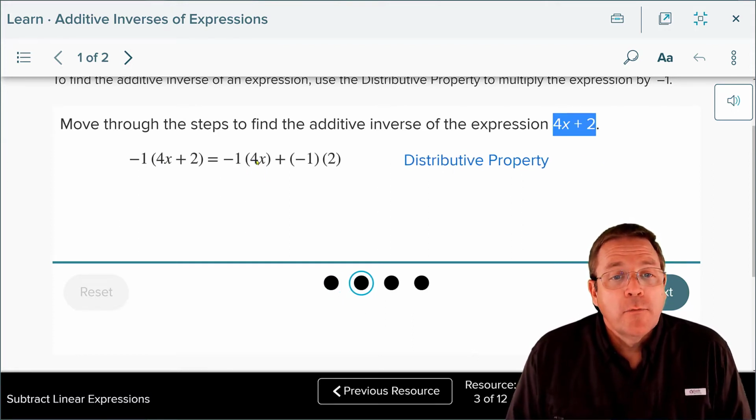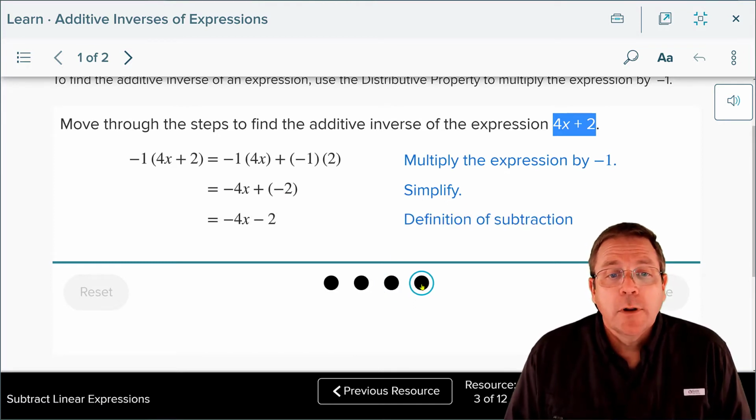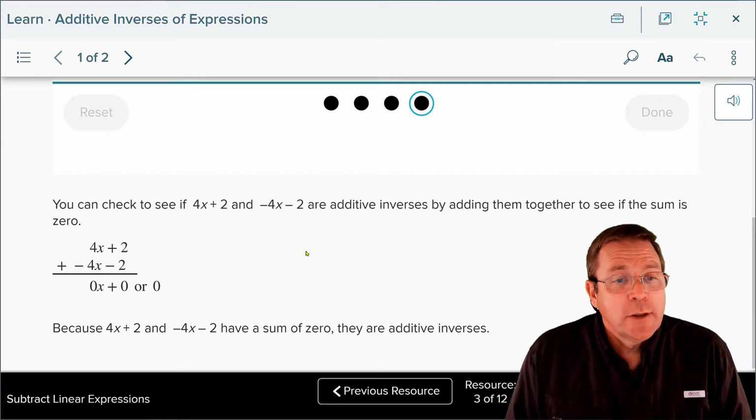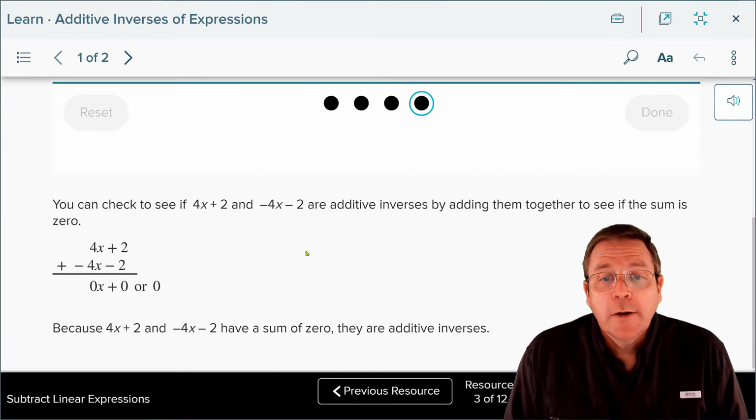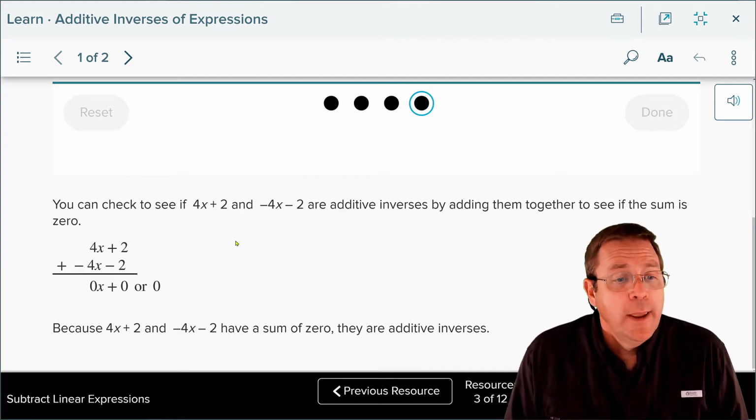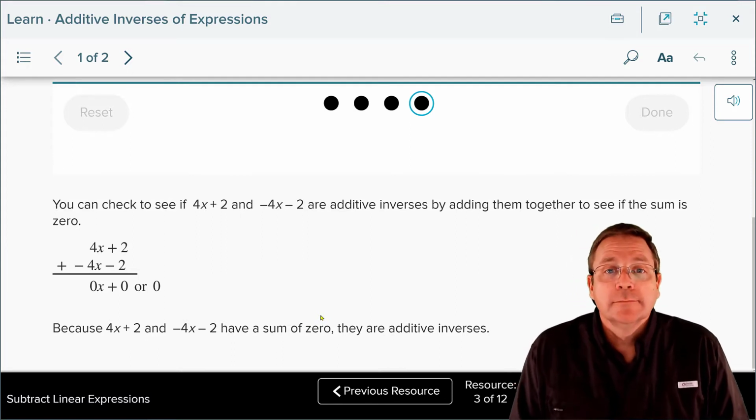They took and said -1 times 4x right here and -1 times 2 right there. Simplify that down. -1 times 4x is -4x. -1 times 2 is -2. Last step, make your ugly problem pretty by multiplying your signs, and you get -4x minus 2. It really just doesn't get any easier than that. You can check this to see if 4x plus 2 and -4x minus 2 are additive inverses by adding them together to see if their sum is 0, and you can see they did in fact get a zero-sum game there, where neither side actually won anything.